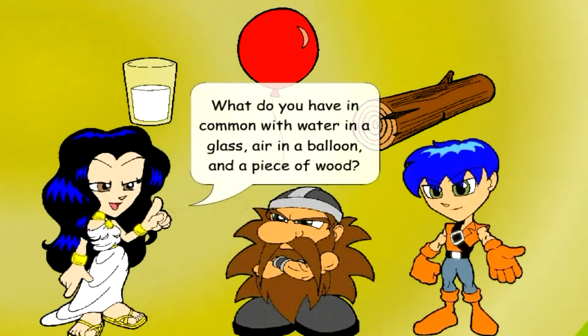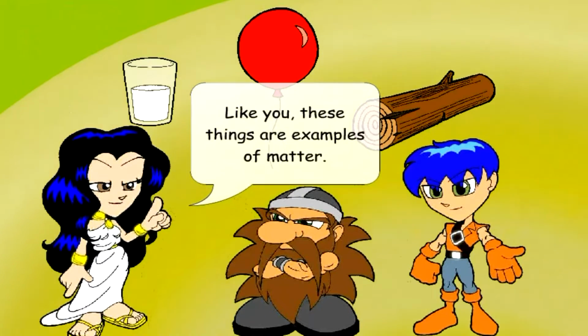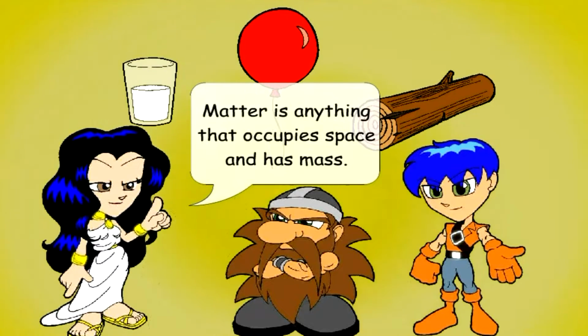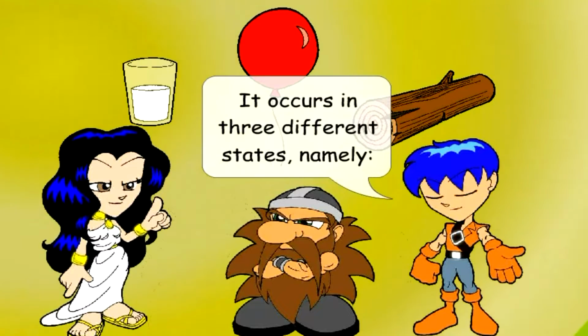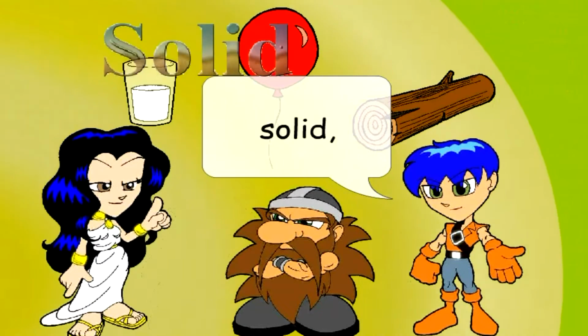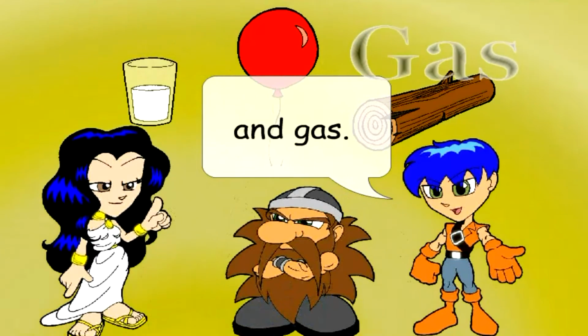What do you have in common with water in a glass, air in a balloon, and a piece of wood? Like you, these things are examples of matter. Matter is anything that occupies space and has mass. It occurs in three different states, namely, solid, liquid, and gas.